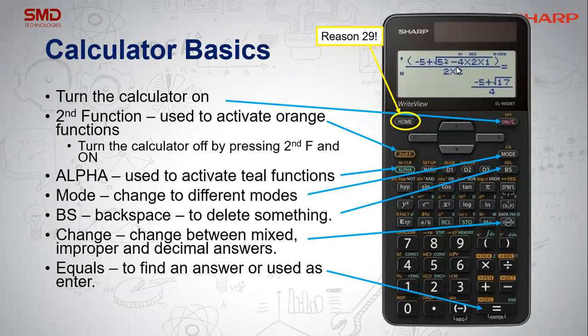So reason 29 is the home button, and I'll show you this as we go through various things. But just some important buttons: your change button, which will allow you to change the format of your answer, your mode button, your second function and alpha buttons, and I should actually mention the math button as well, which we'll use a little bit.